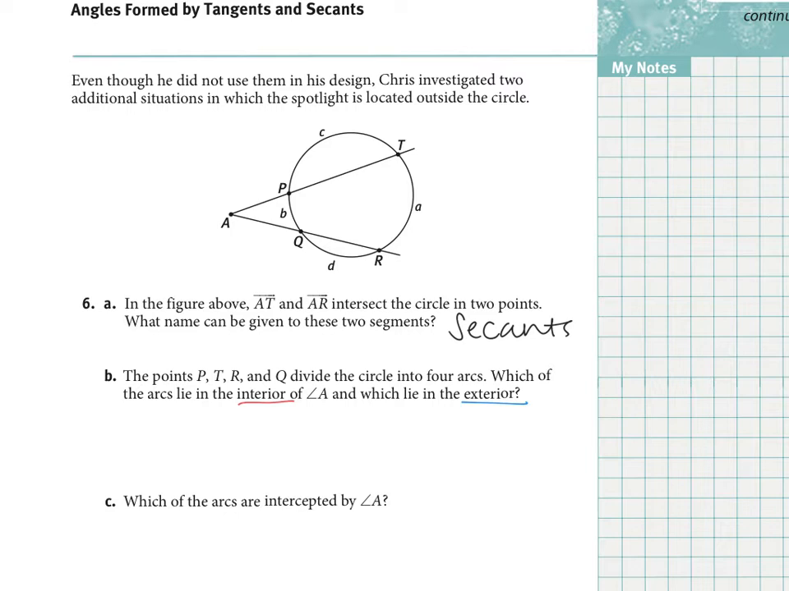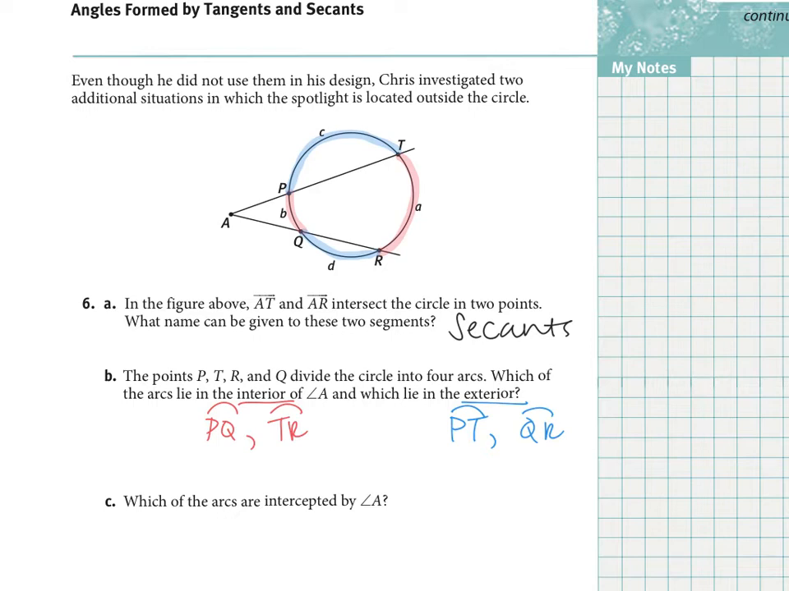So the ones that are on the interior should be arc PQ and arc TR. And I'm going to go ahead and highlight those as well. So PQ and TR. And then those on the exterior should be arc PT and arc QR. And let's go ahead and highlight those in the matching colors as well. Remember, when you're labeling your arcs, you should also put the symbol of the arc right above it.